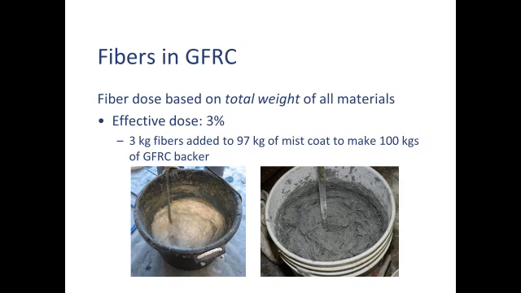And what you're seeing in the bottom on the left are 19 millimeter fibers. That's a 3% dose being mixed into the GFRC. The mist coat is the material. It's everything but the fibers. When you mix the fibers into it, it turns into the structural backer that is GFRC. So the left picture is what it looks like before it's mixed. The right picture is what it looks like after it's mixed. That's a 3% dose. That's a lot of fibers. But that's what it takes to make strong concrete that has a high flexural strength.